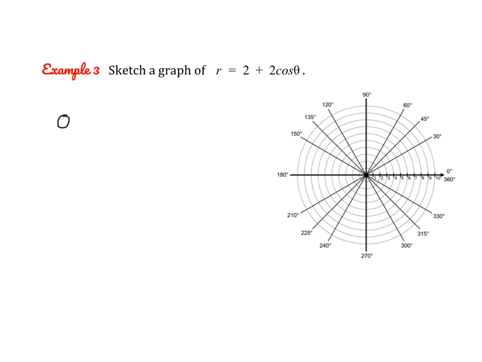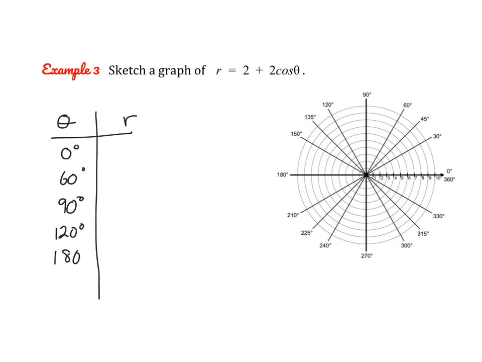Okay, so when I'm picking angles for this equation, since the equation is a little bit more complex, maybe I'm going to pick some nicer values for cosine. So I'll do 0, and then I'll do 60 degrees, and then we'll do 90. And then we can do 120 and 180 to see what we get.